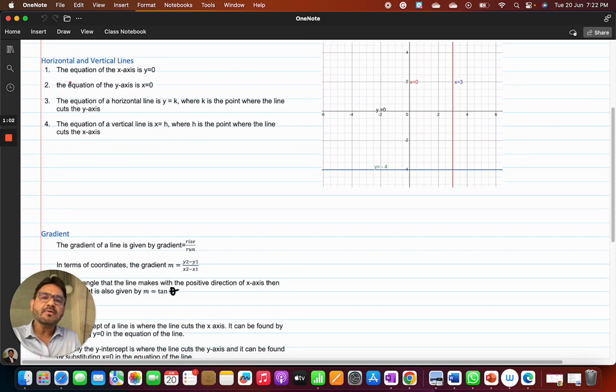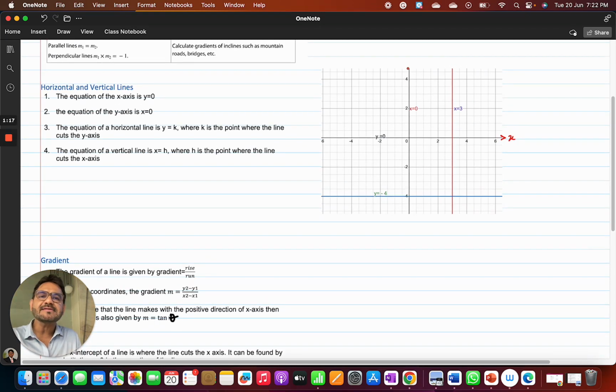Now you need to remember that the equation of the x-axis, your horizontal axis, is y = 0. If you look here, the equation of the x-axis is y = 0. Similarly, the equation of the y-axis, the vertical axis, is x = 0.